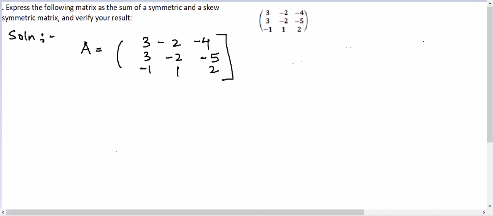Hi guys, this is Reshma, and in this given question it is said that express the following matrix as a sum of symmetric and skew symmetric matrix.